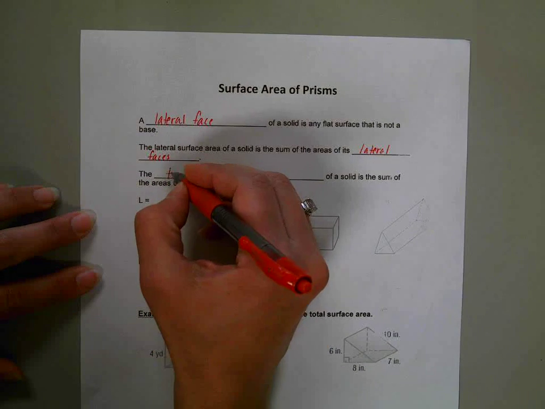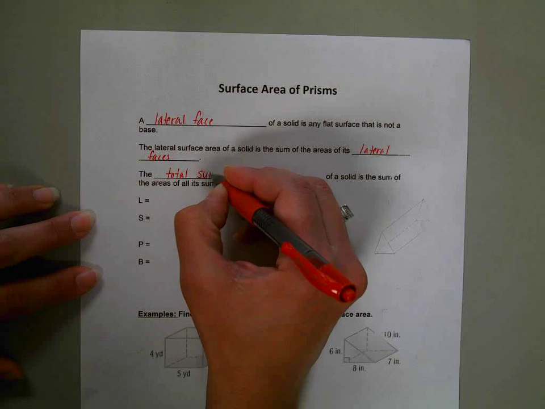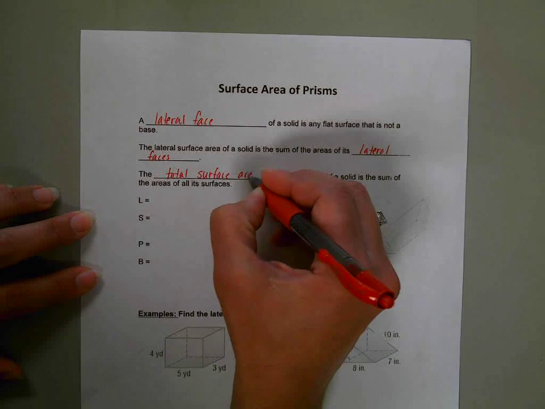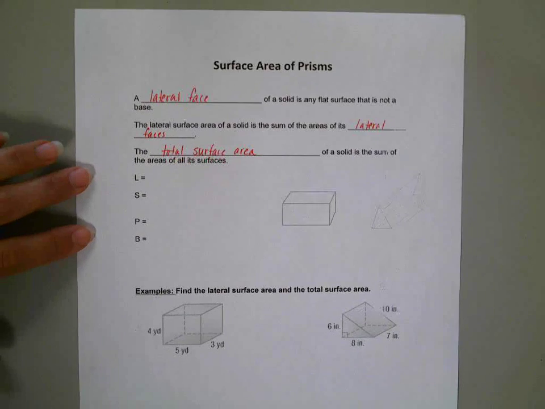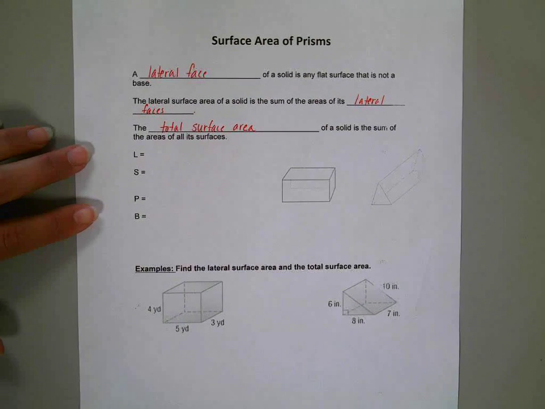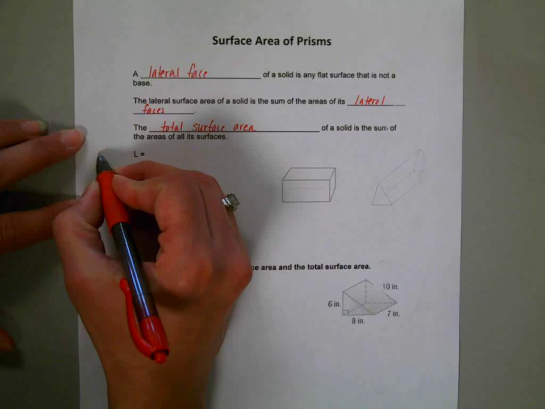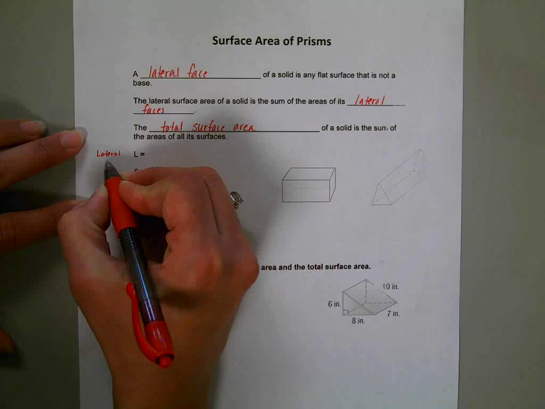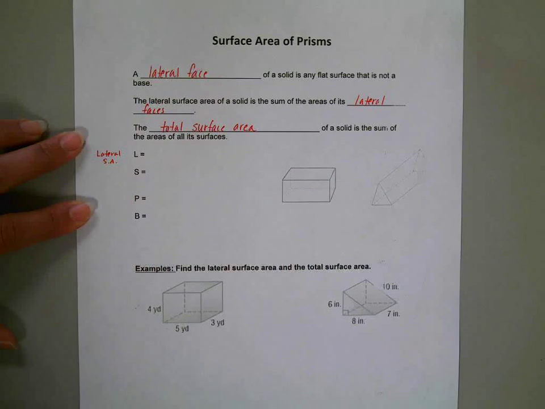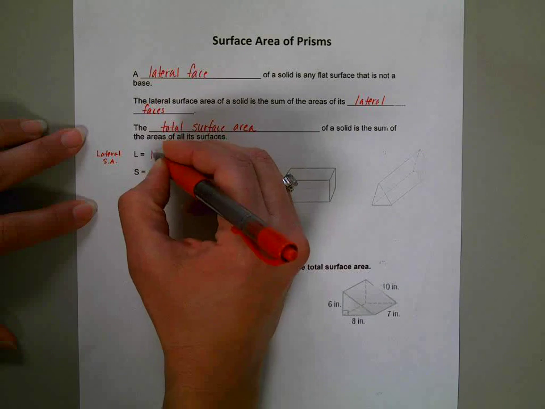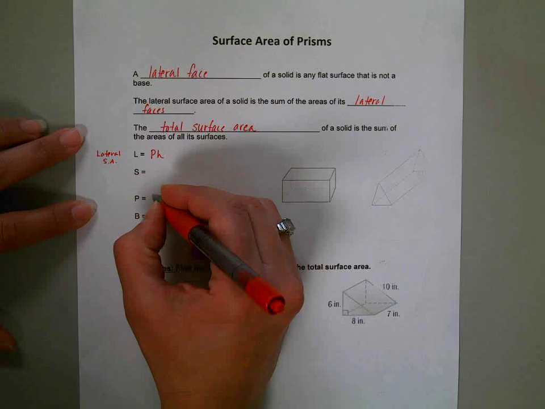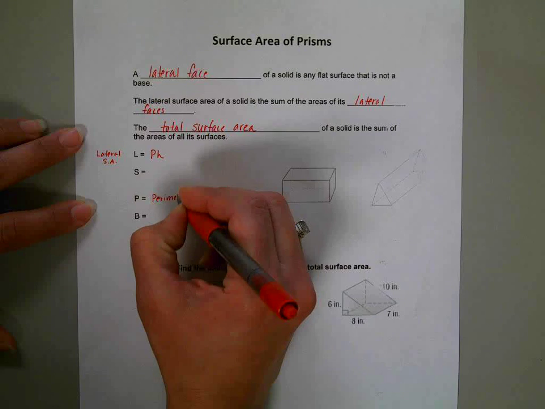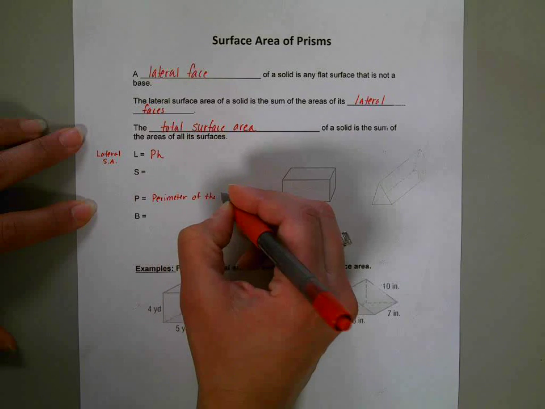The total surface area of a solid is the sum of the areas of all its surfaces. So let's look at the formulas for these. L is going to be our lateral surface area, and that formula is Ph. That P is going to represent the perimeter of the base.